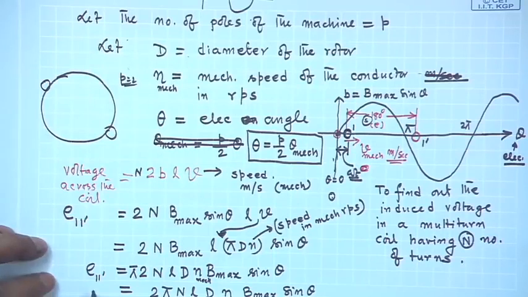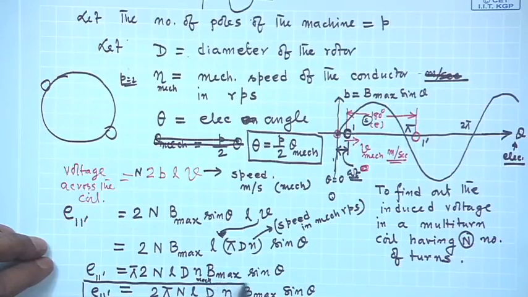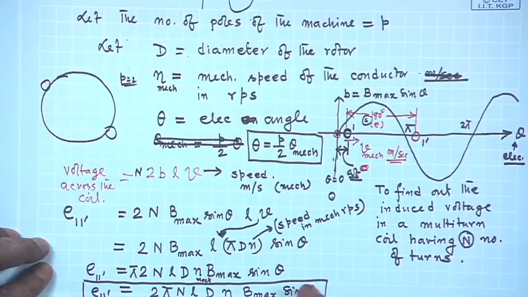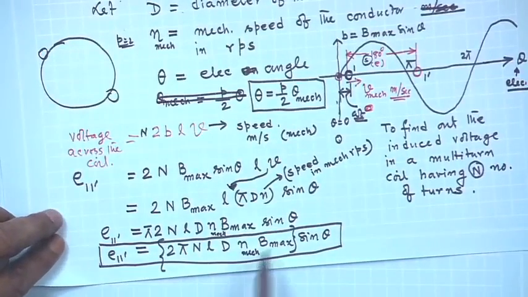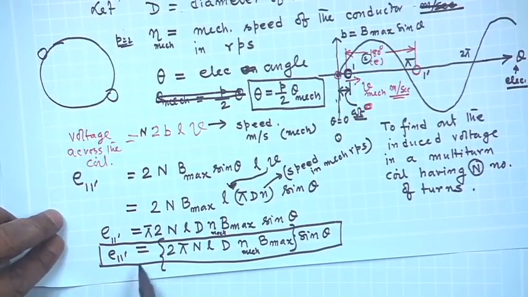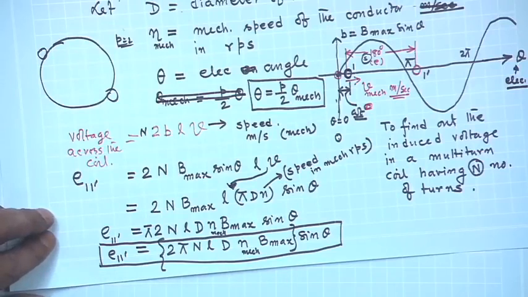I leave this expression at this stage in this way. In terms of machine constants, and theta equal to omega t, if you substitute, you can easily see this voltage will be a nice sine wave. And what will be the RMS value of this? The peak value will be this, which I simply divide by root 2 to get the RMS value.